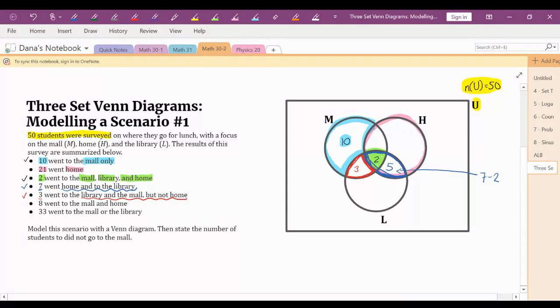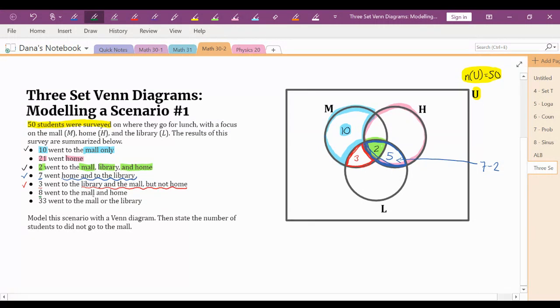8 went to the mall and home. That would be the overlap between the mall circle and the home circle. The region of overlap specifically between the mall circle and the home circle should have 8 elements. So we already have 2 in the overlap among all 3 circles. So 8 minus 2 belongs here. 6 elements. So that 6 plus 2 gives us the 8 in the overlap between mall and home.